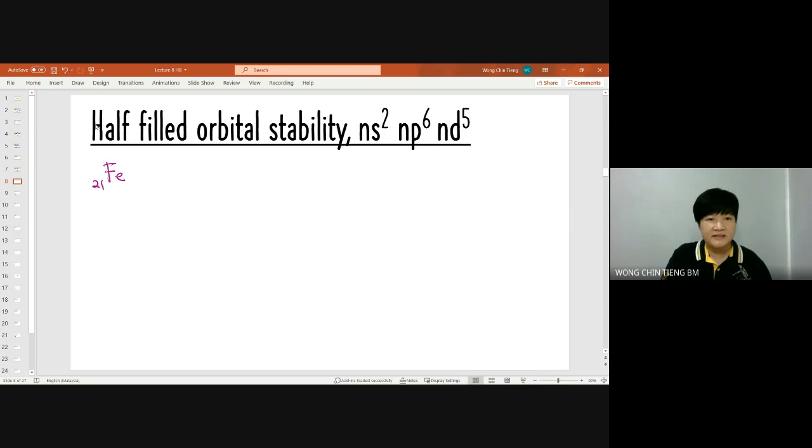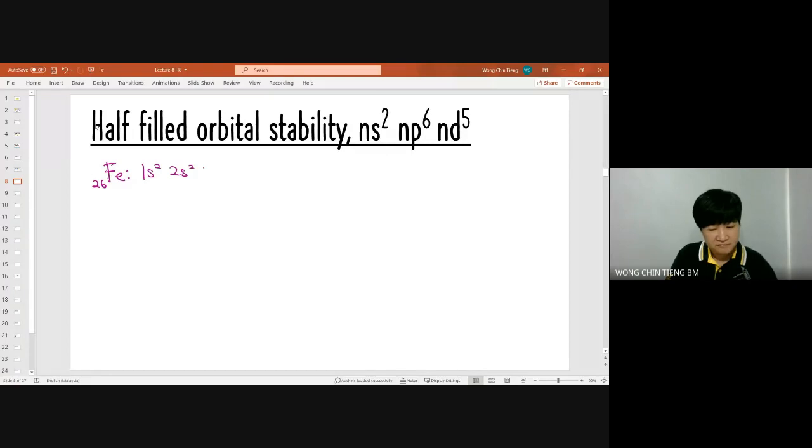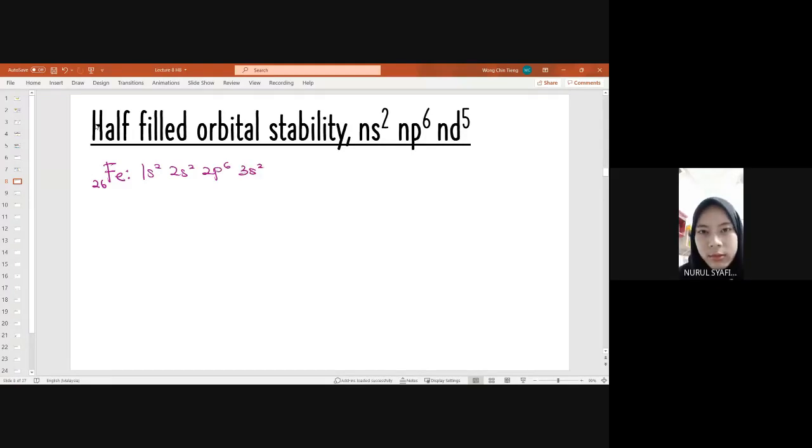Iron, 26. Okay. SPDF notation. Yes, go. 1s2, 2s2, 2p6, 3s2, 3p6, 4s2, 3d4... Huh? 3d6.